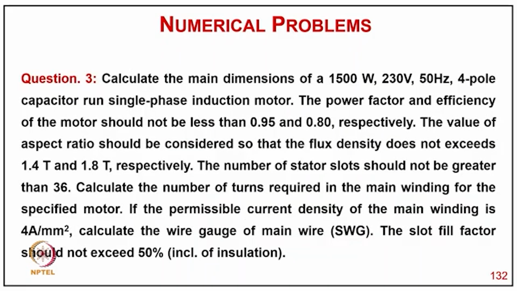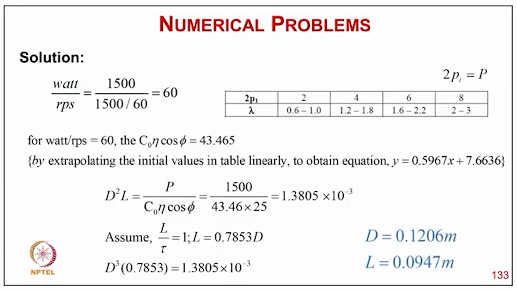Now coming to question 3. Calculate the main dimensions of a 1500 watt, 230 volt, 50 Hz, 4 pole capacitor run single phase induction motor. The power factor and efficiency of the motor should not be less than 0.95 and 0.8 respectively. The value of the expected ratio should be considered so that the flux density does not exceed 1.4 Tesla and 1.8 Tesla. The number of stator slots should not be greater than 36. Calculate the number of turns required for the main winding. If the permissible current density of the main winding is 4 ampere per millimeter square, calculate the wire gauge of the main wire, and the slot fill factor should not exceed 50% including insulation.